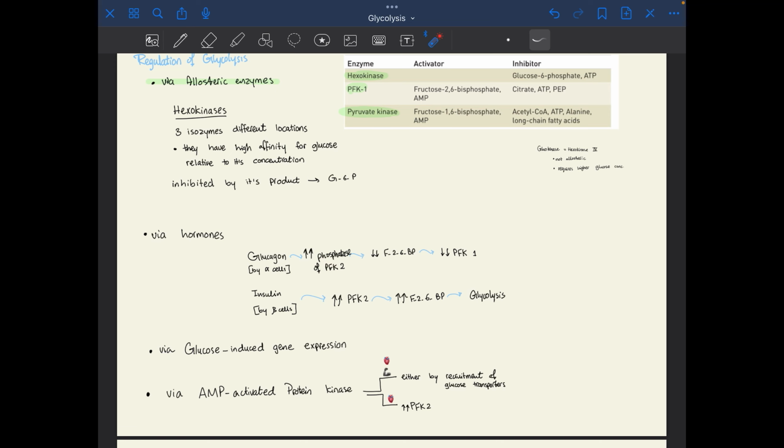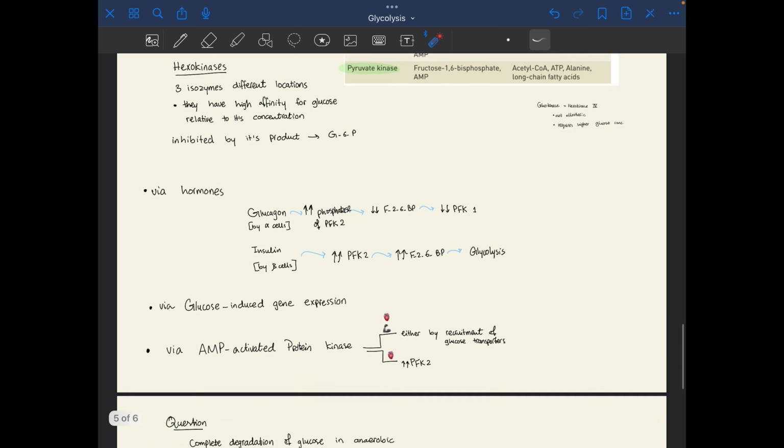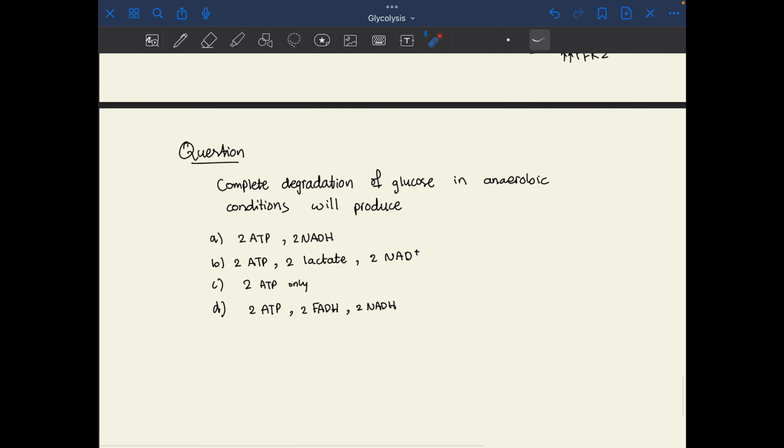Okay, and allosteric enzymes are also a type of regulation. Basically we have these enzymes, and this table summarizes it. I won't go deeply into it. So yeah, I think that's it for glycolysis. I hope everything made sense. Feel free to ask questions. And here I have a question for you. Complete degradation of glucose in anaerobic conditions will produce what?